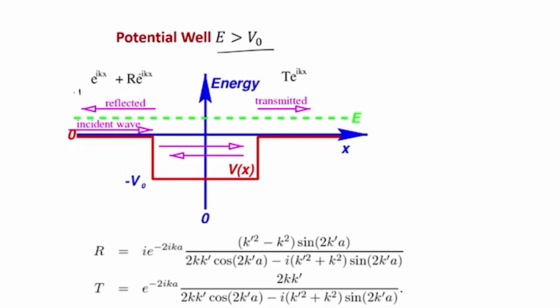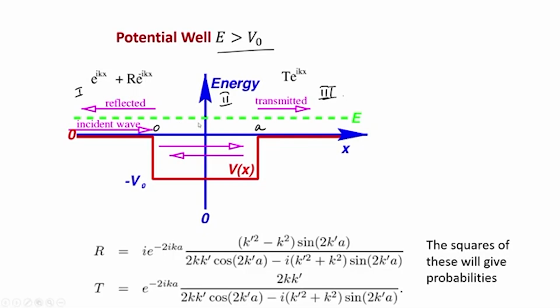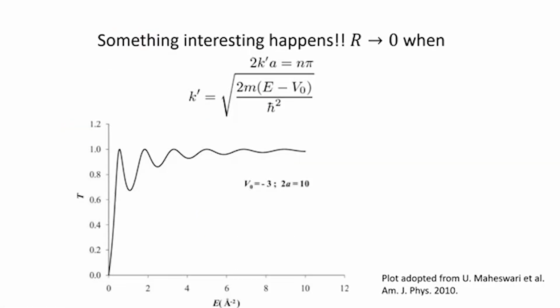Now, you have a region 1, a region 2 and a region 3, and you have these discontinuities at 0 and a, and so on. So, you have to match the boundary conditions at x equal to 0 and at x equal to a, for both ψ being continuous and dψ/dx being continuous. If you square them up and add them, this will give you the total probability.